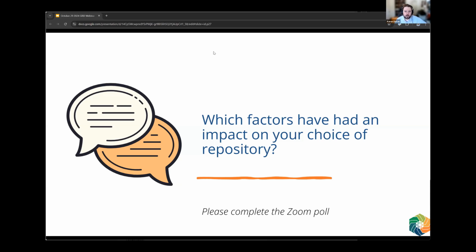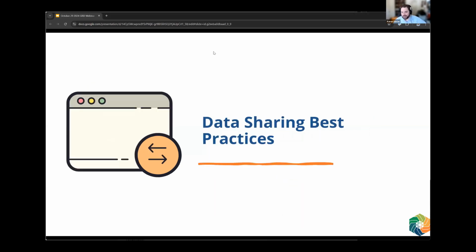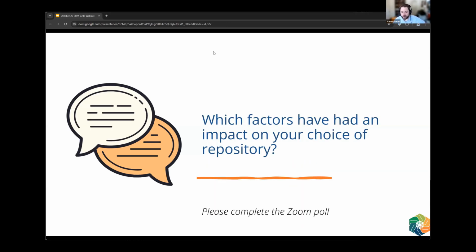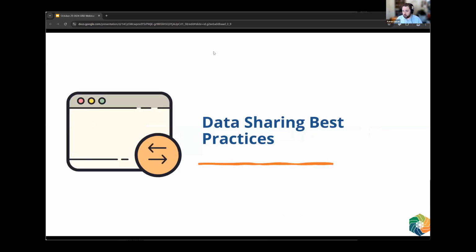Well, I'm going to go ahead and keep going. Or I guess that was my last slide. So I'll give you a little more time to answer that. And so now that I've covered the basics of GREI and the basics of choosing a repository, I'm going to pass things over to Gretchen to talk about data sharing best practices.